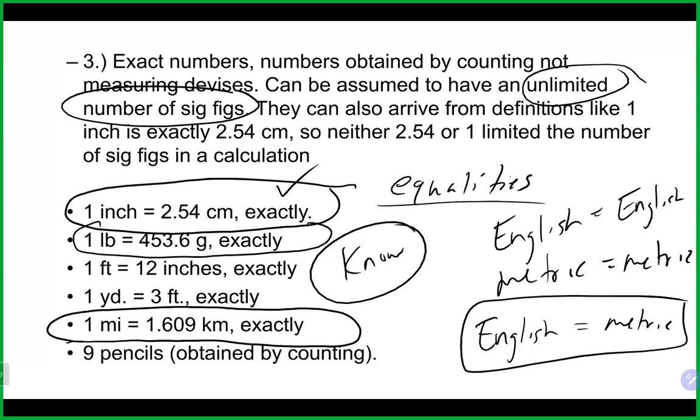Obviously, we have some English to metric ones here, like an inch to 2.54 centimeters, a pound to grams. Those are considered exact, but outside of those, you do have to take them into account. They're not considered exact numbers, but these are considered exact numbers if you're doing any type of, again, metric to metric conversion or English to English conversion in terms of units. Any questions on that there?